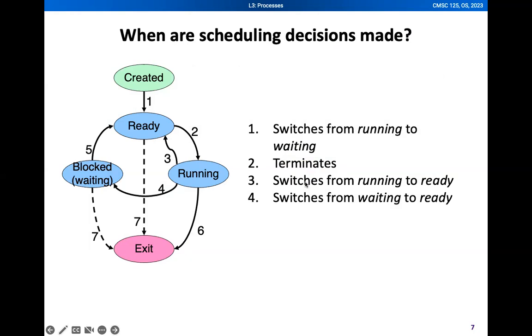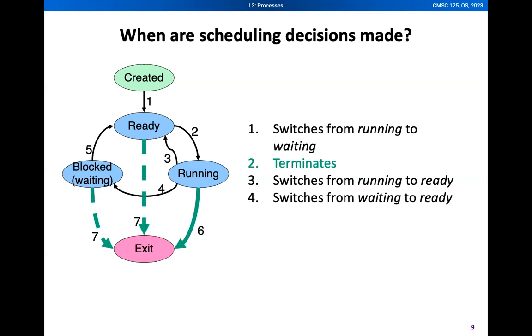We have mentioned before that each process or thread has a state, right? A thread or process may be created, and then ready, running or waiting, and then terminated or exited. CPU scheduling decisions may take place under the following circumstances. First is when a process switches from the running state to the waiting state, for example, as the result of an IO request or an invocation of a wait for the termination of a child process.